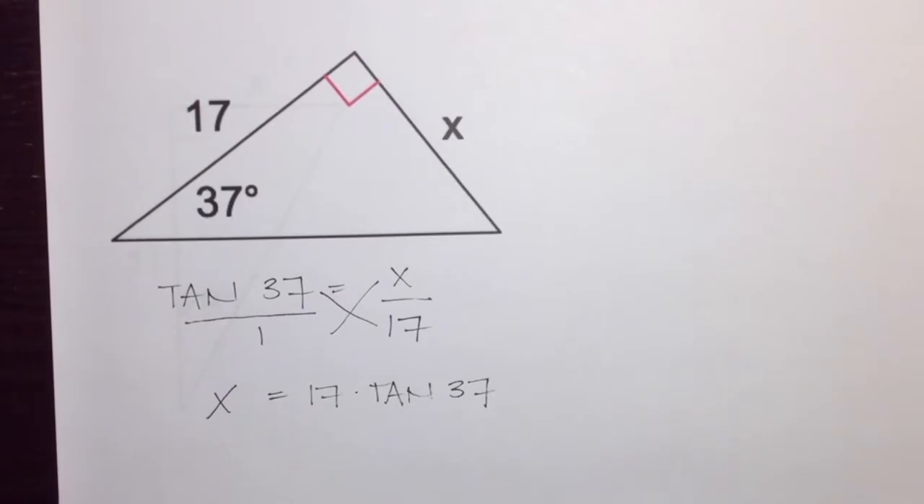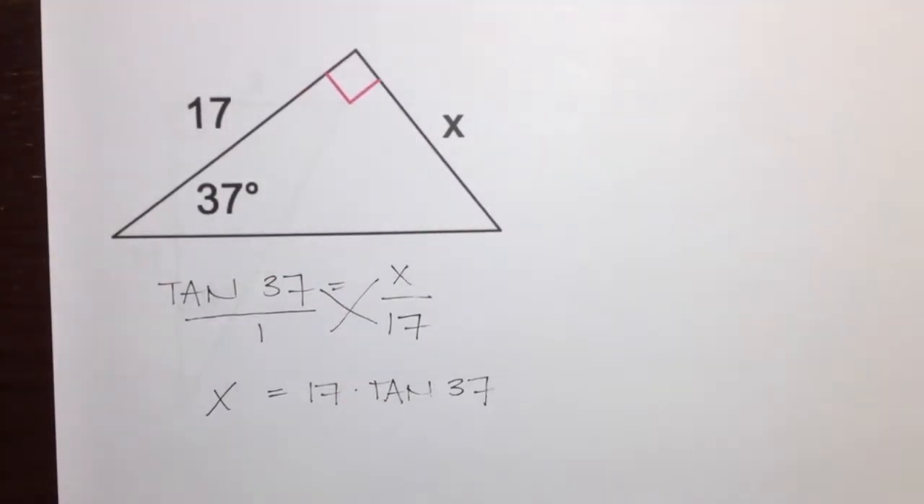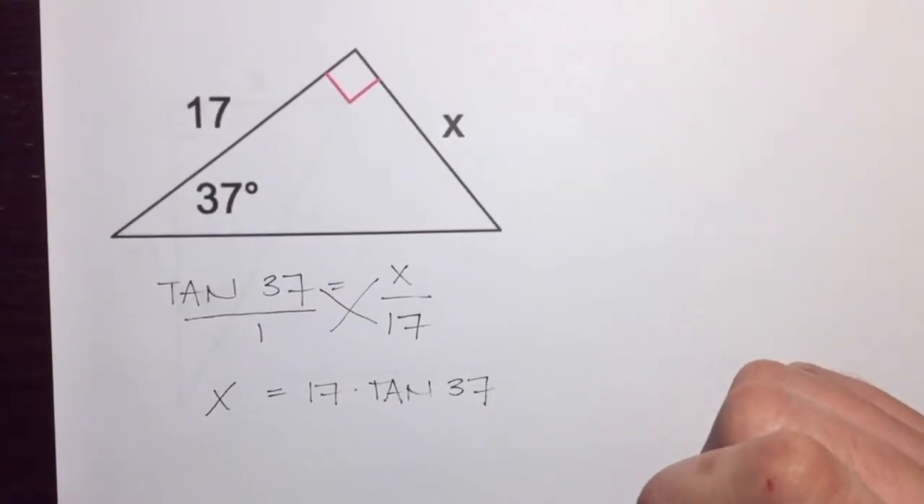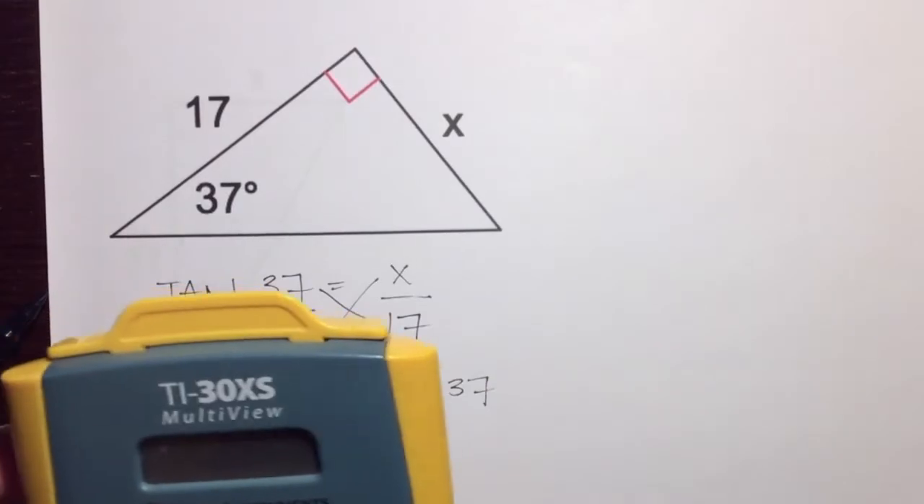Now, we still don't have a number. If you asked someone, hey, how tall is that wall? You're not going to say 17 times tangent of 37. You're going to give them an actual number. So let's grab our calculators and give them an actual number.